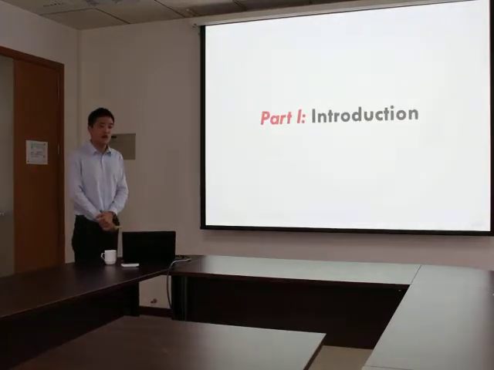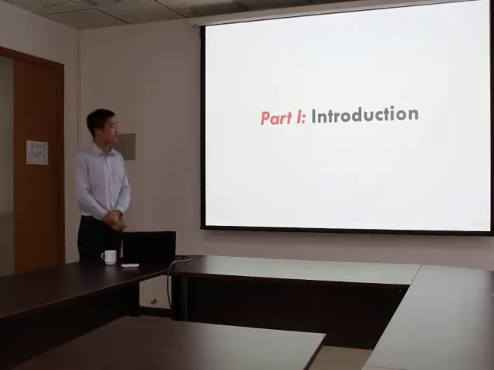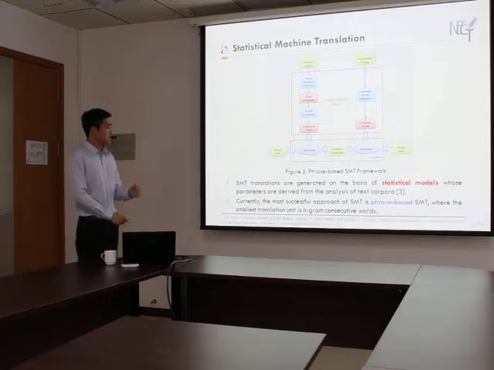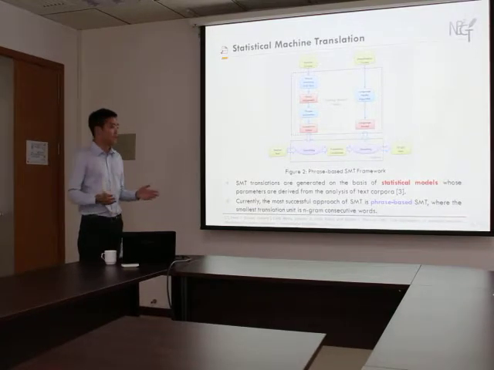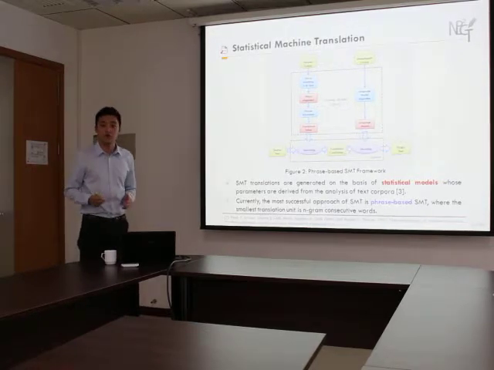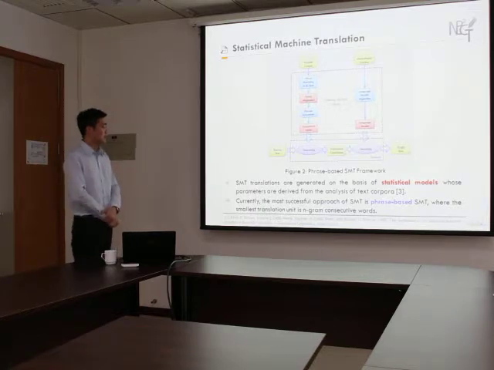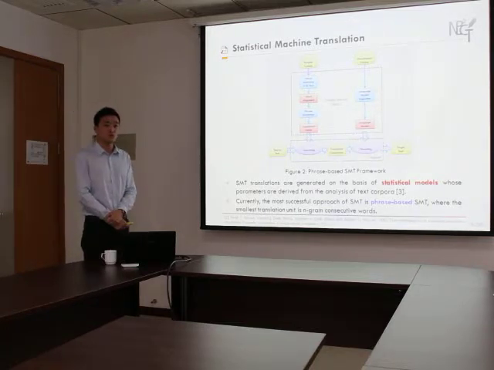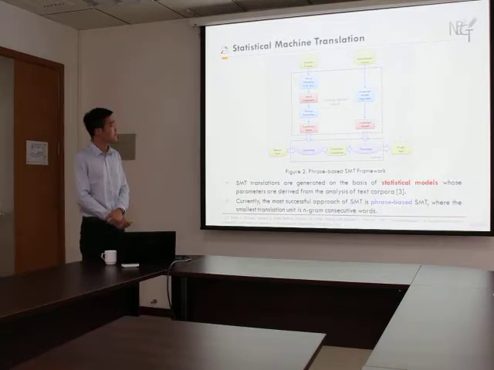In this part, I will follow three questions. The first question is, what is statistical machine translation? SMT translations are generated on the basis of statistical models whose parameters are derived from the analysis of corpora. Currently, the most successful approach of SMT is the phrase-based one. So I use this framework to show you how it works.